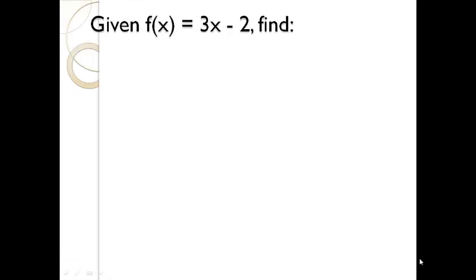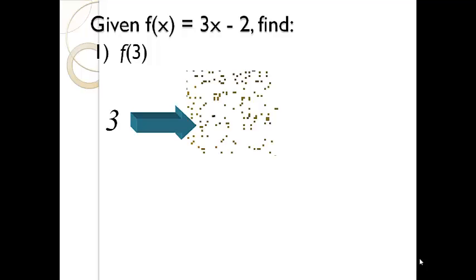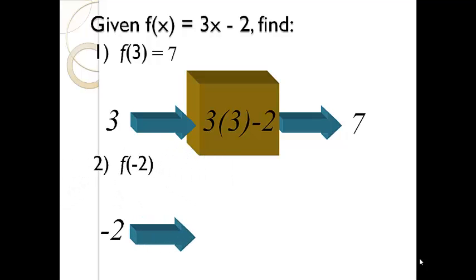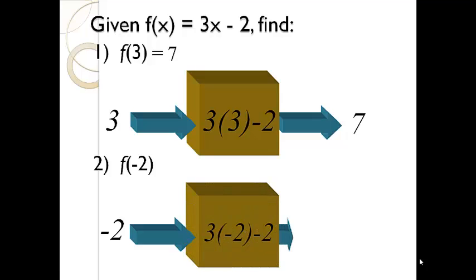Now, if you're given a function, f of x equals 3x minus 2, a lot of times I will ask you to evaluate the function. Say something like f of 3. We know from the machine before, we put 3 in, we see what we get out. So if we put 3 in, we plug it into the machine, 3 times 3 minus 2, and out comes 7. If we plug in negative 2, 3 times negative 2 minus 2, and out comes negative 8. Okay, so the input is 3, the output is 7. The input is negative 2, the output is negative 8.